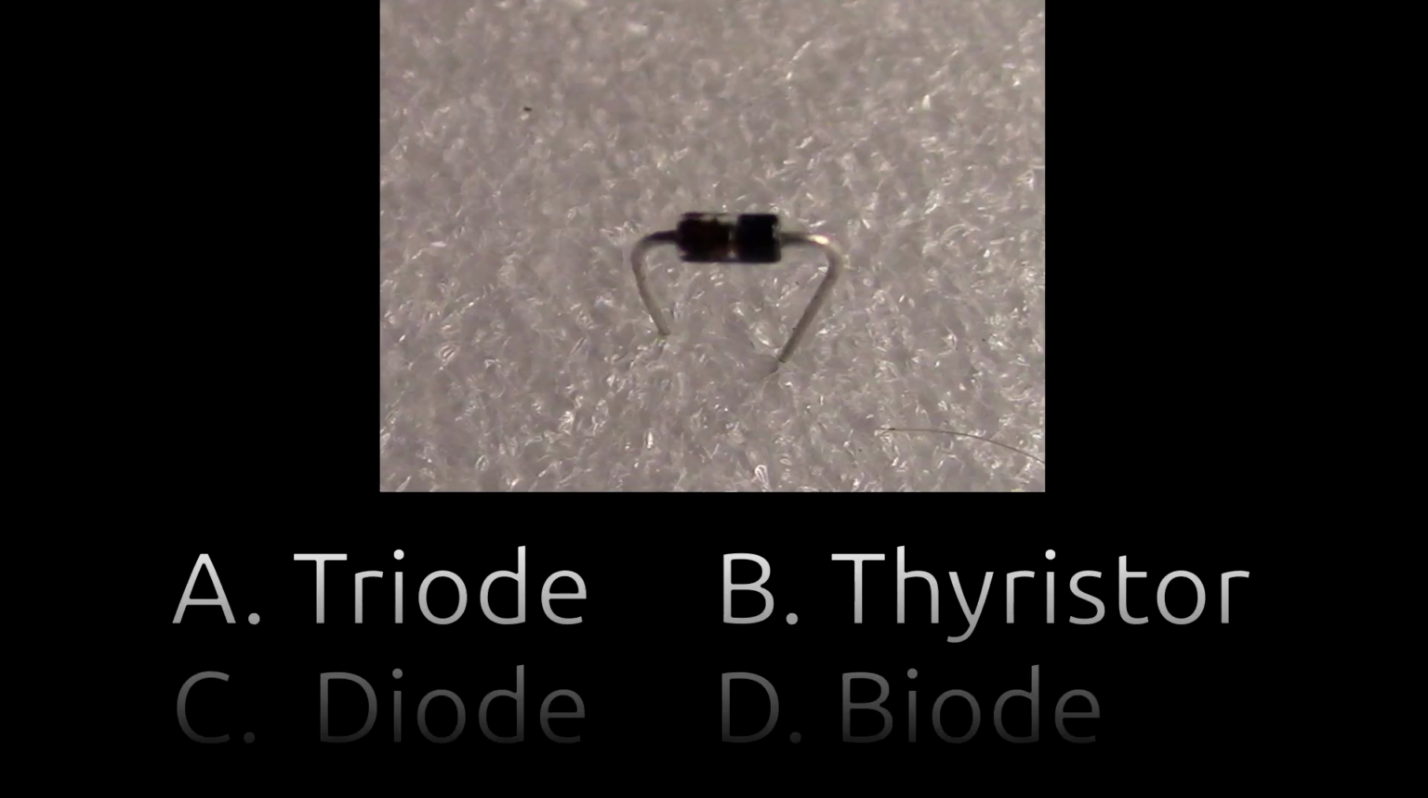Question 9. Is this A, a triode, B, a thyristor, C, a diode, or D, a biode? That was, of course, a diode. It wasn't helped by being slightly out of focus and a bit dark. I hope you got that one.